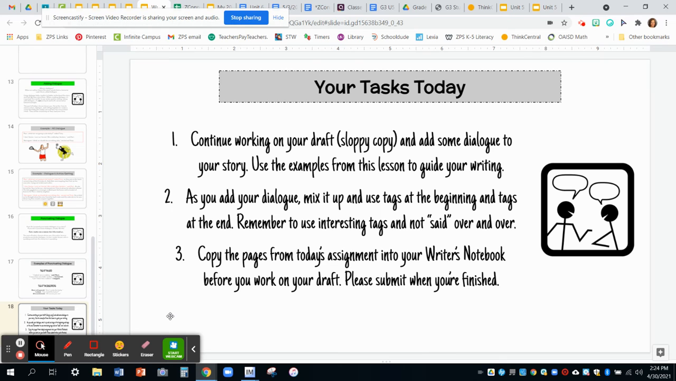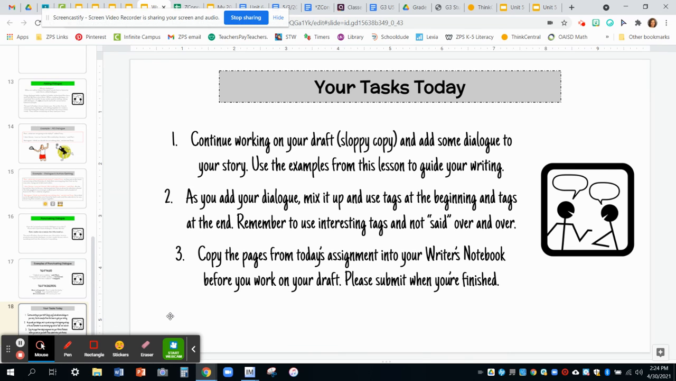The second thing you're going to do, right, is that as you add that dialogue, you want to mix it up and use tags at the beginning and tags at the end. So try both, okay? Make sure that you also use some interesting words. So don't always use the word said. Okay, have you ever heard "said is dead"? You can say other things instead of said, like shouted, exclaimed, hollered, right? It depends on what your character's doing. Whispered, right? Whined. Think about different ways to say said and use those.